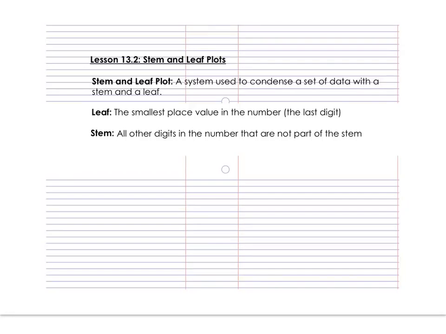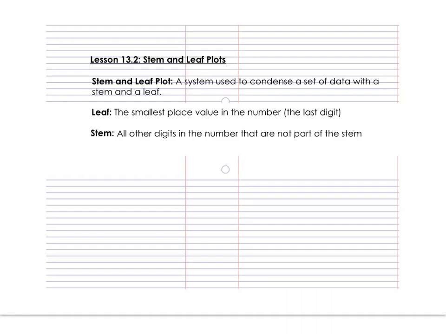Today we're going to take a look at how do we make something called a stem and leaf plot. A stem and leaf plot is a system used to condense a set of data with a stem and a leaf. The sets of data that we're going to take a look at today are pretty small. When scientists and statisticians use stem and leaf plots in the real world, they're working with hundreds and hundreds of numbers.